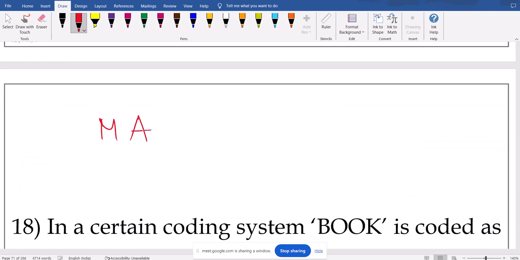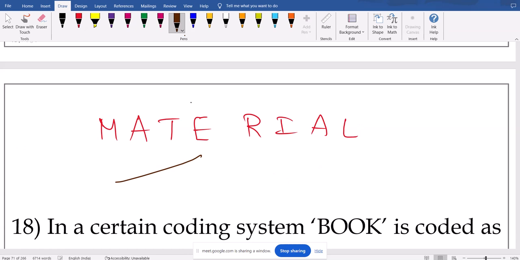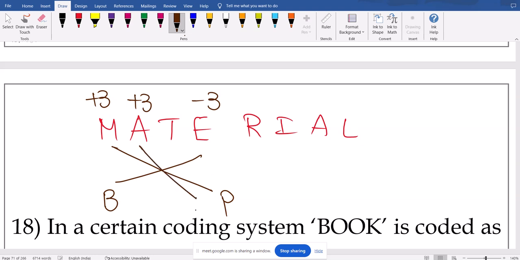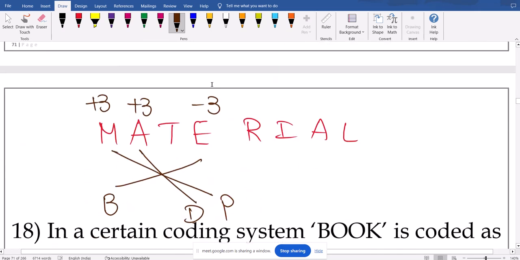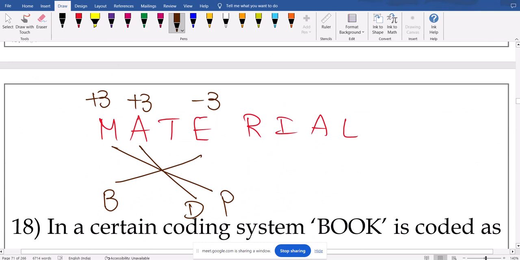Material, right? Four letters, you give the gap. E minus 3 is B. M plus 3 is P. Swapping. A plus 3 is D, the third letter D given in the code. BWDP, right?